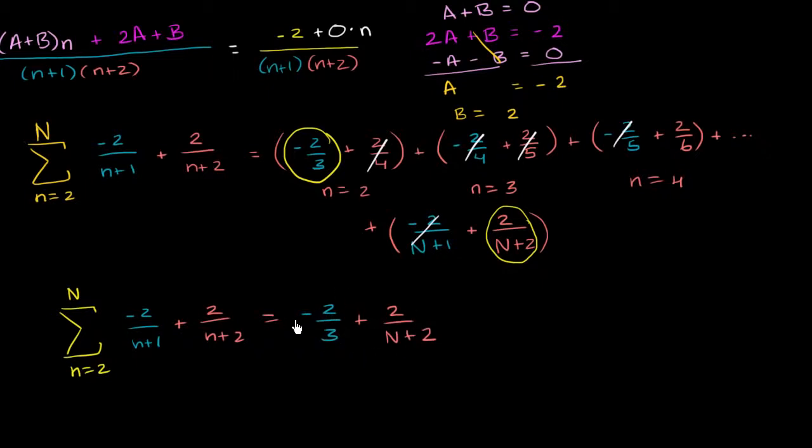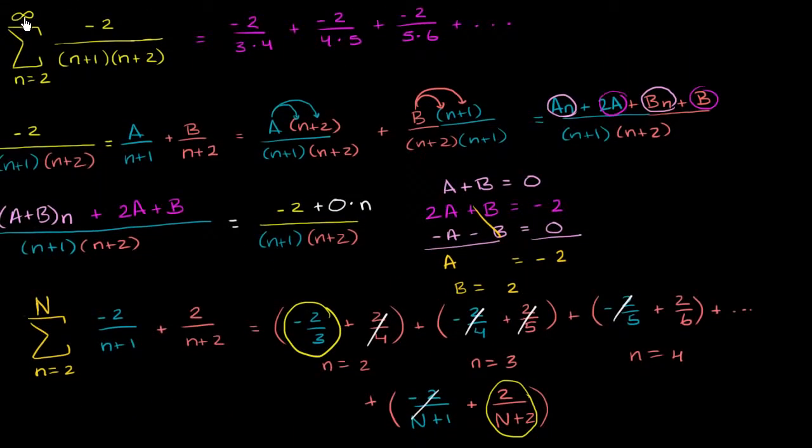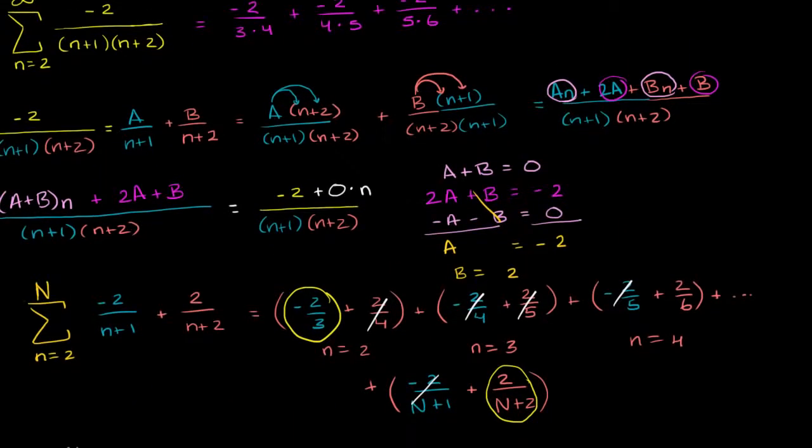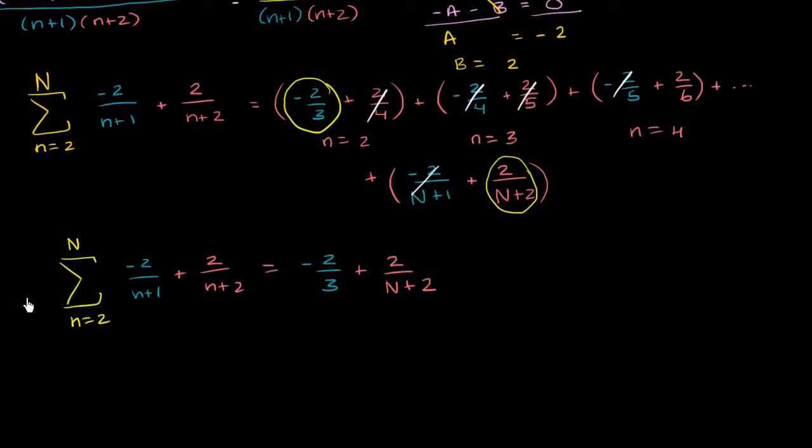And remember, our original sum that we wanted to calculate has a limit as capital N goes to infinity. So let's just take the limit as capital N goes to infinity. The limit as capital N approaches infinity is going to be equal to the limit as capital N approaches infinity of, well, we just figured out what this is.